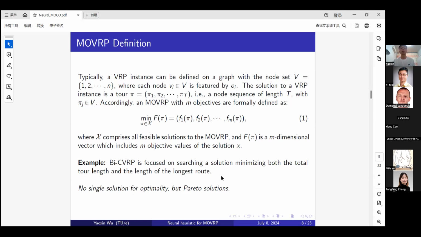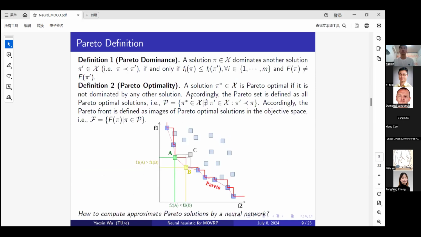So for this multi-objective vehicle routing problem, there is no single solution for the optimality. It means there is no single optimal solution. We need to search for all the Pareto solutions. So what are Pareto solutions? Here is the definition.